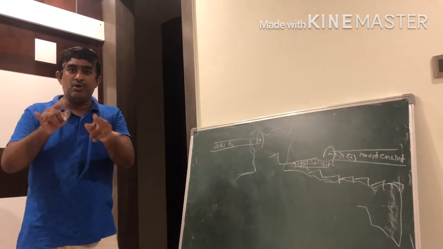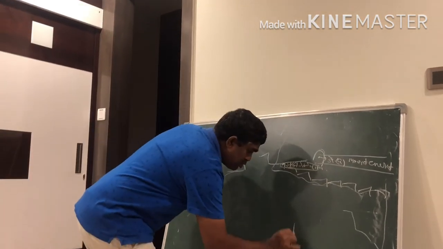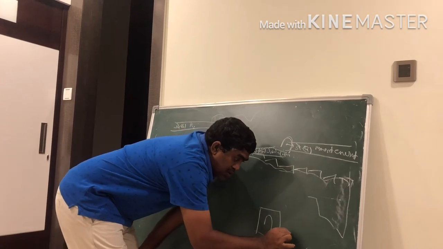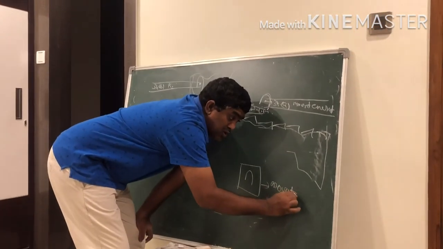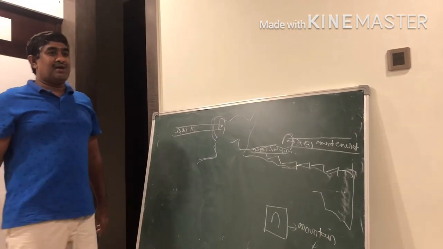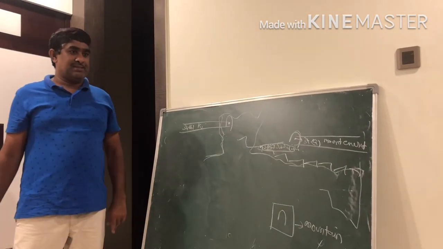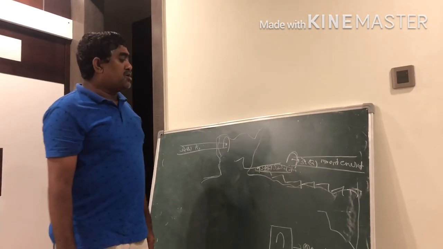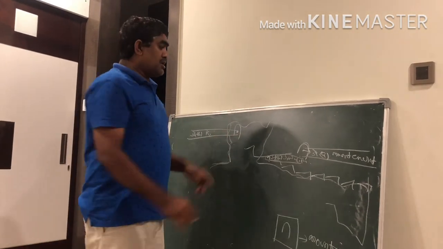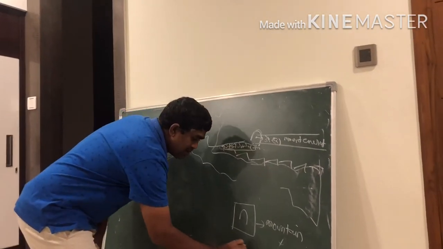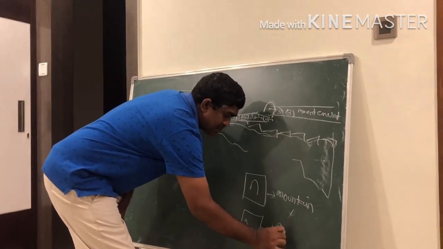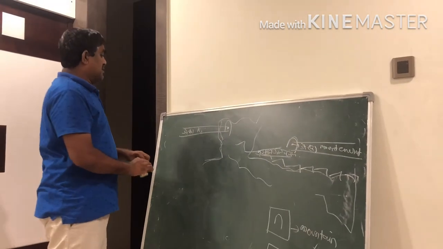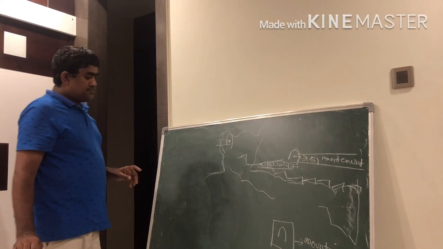Otherwise, 0. And at the bottom of the map, you have to keep a box and use the symbol. For what do you use this? Mountain. A symbol for mountain, so you have to mention it. Like that you have to point on a map. If you point a river, how will you point a river? Like this. So tomorrow, the rivers which are born in the Himalayas, that we will discuss.